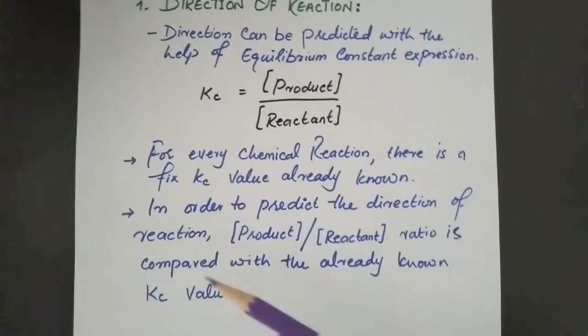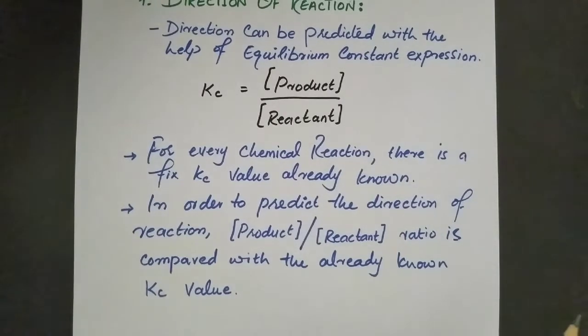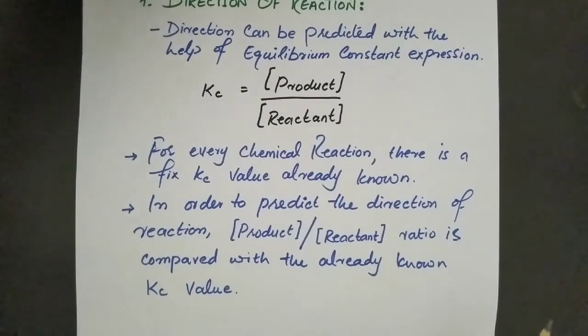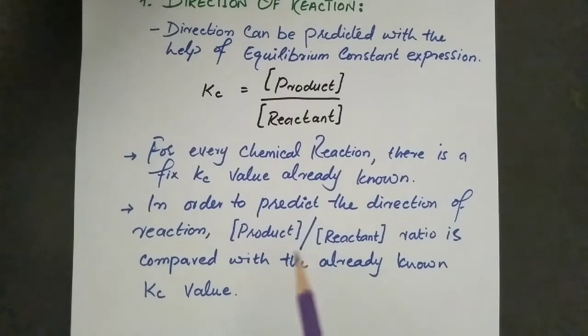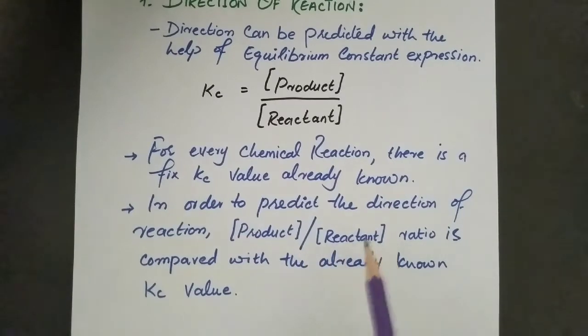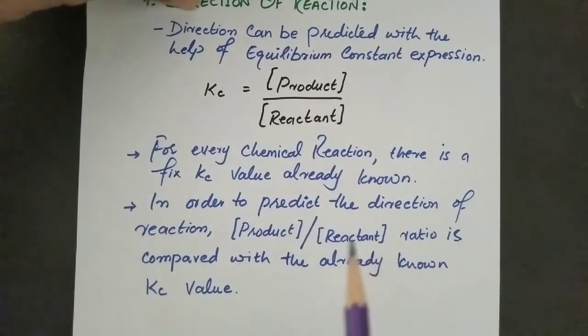For every chemical reaction, there is a fixed Kc value already known. Scientists have already calculated the Kc value for almost every reaction, and they are written in the journals. In order to predict the direction of the reaction, the product over reactant ratio is compared with the already known value of Kc. For example, you are conducting an experiment.